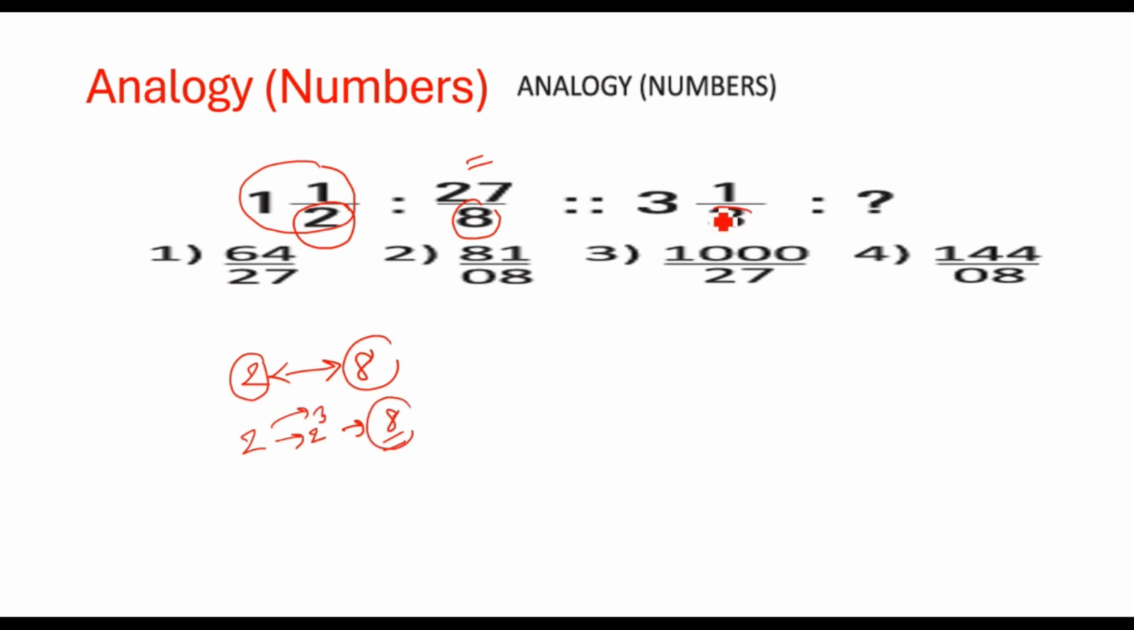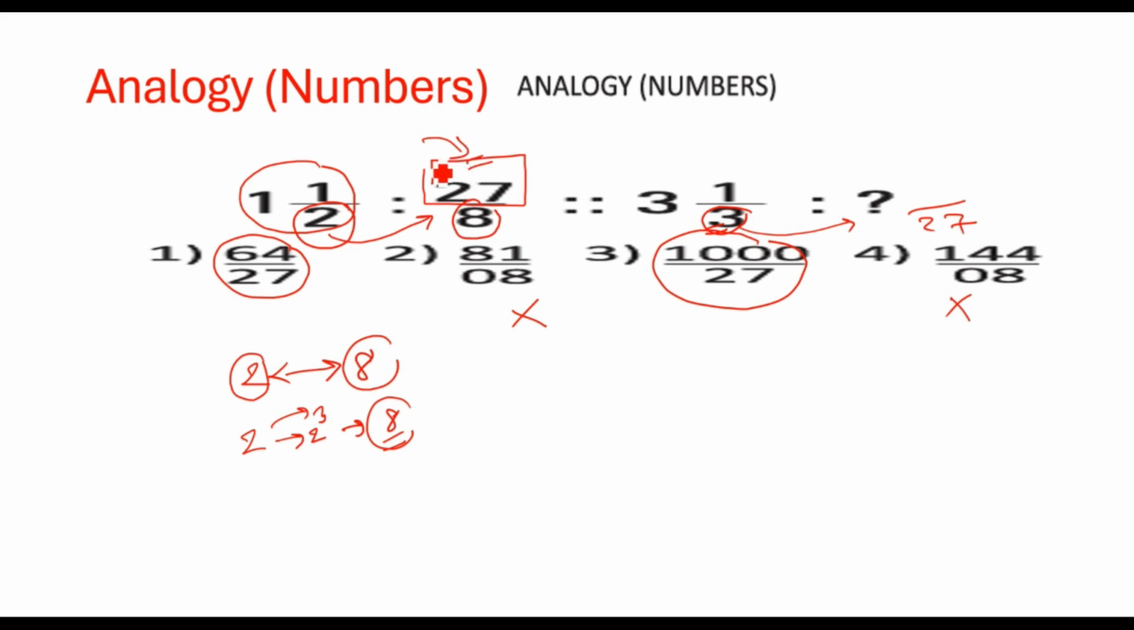Then if I observe the numerator, if 2 cube is 8 is followed, then it should be followed by 3 cube is 27. Where am I getting 27? Yes, in option number 1, 64 by 27, and option number 3, 1000 by 27. But we have to select only one option. So don't think about the other two options; focus on these two options only. Now how can I get either 1000 or 64? For that I have to see how the 27 appears here.